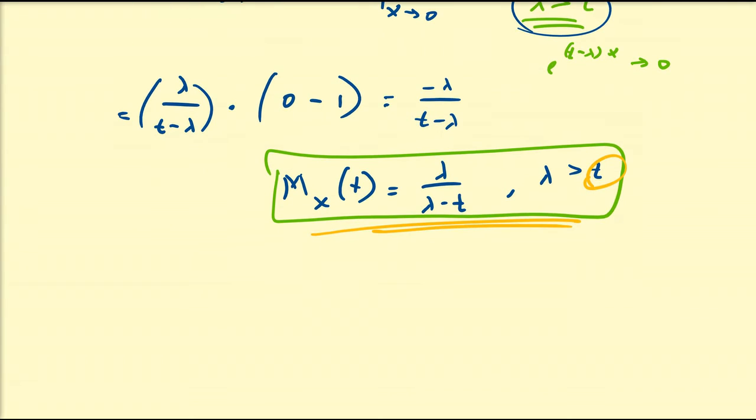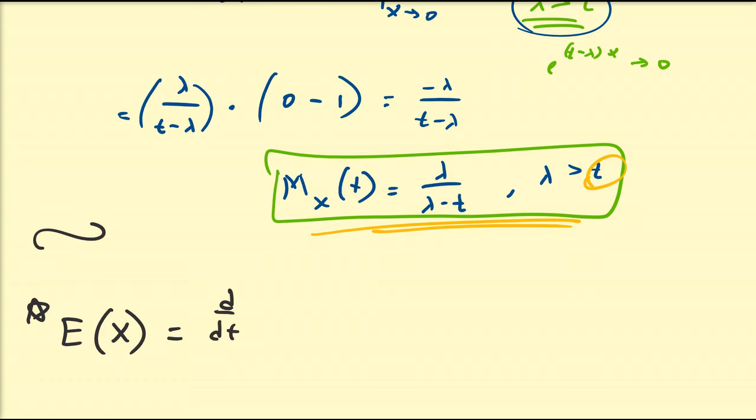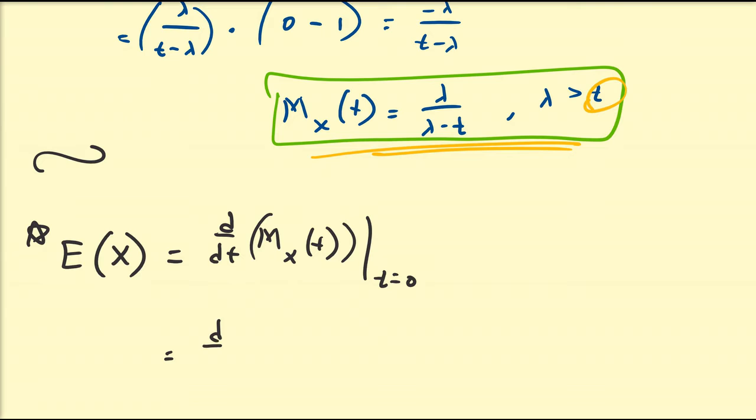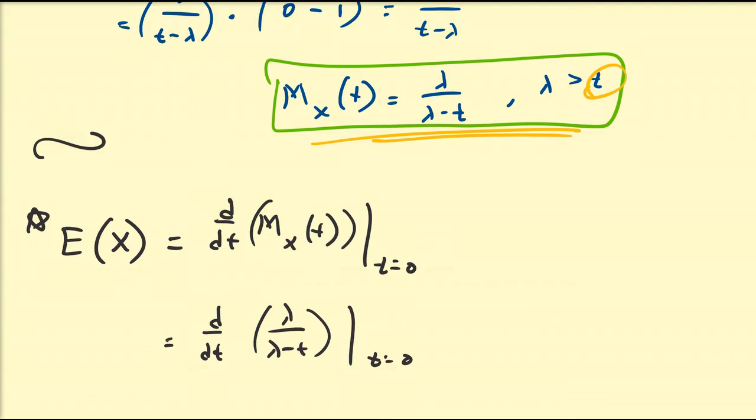All right, so let's find the expectation of an exponential random variable. So using the moment generating function, we know this is going to be equal to the derivative of the moment generating function M x of t evaluated at t is equal to 0. So that's of course going to be equal to the derivative with respect to t of lambda over lambda minus t evaluated at t is equal to 0.